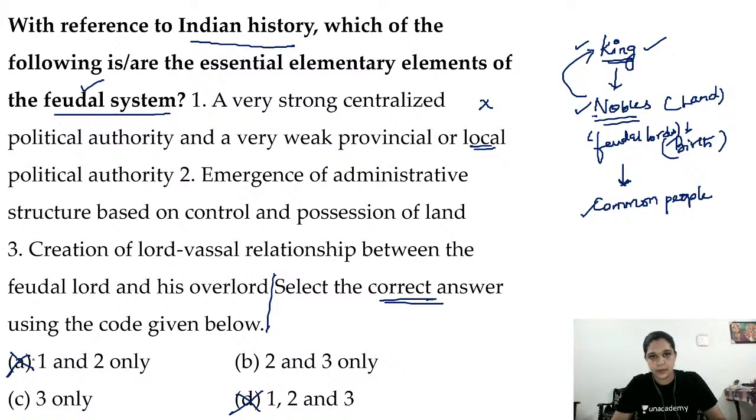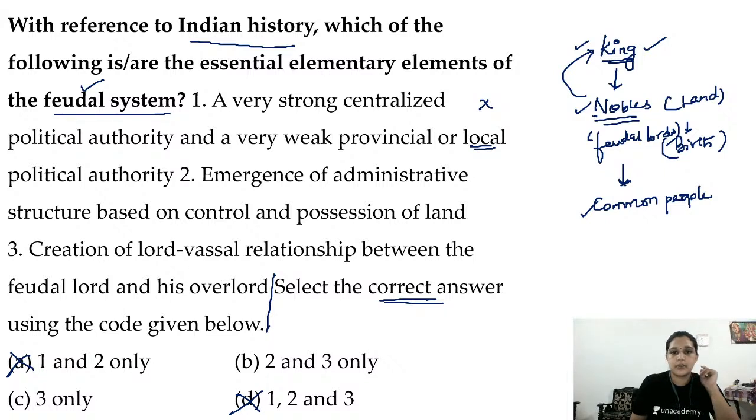Now do you understand this concept, what I'm talking about? In the feudal system, what happens is that there will be a middle person, we call them nobles or feudal lords, who collect the revenue and give it to the king, or who control the people and the king allows it. In that situation, the feudal lords become more powerful than the king by themselves in many places. So I'm eliminating the first option. So I have 2 and 3 only, 3 only. I know very well the third option is right, because 2 and 3 is there, 3 only is there. So I'm going to the second option.